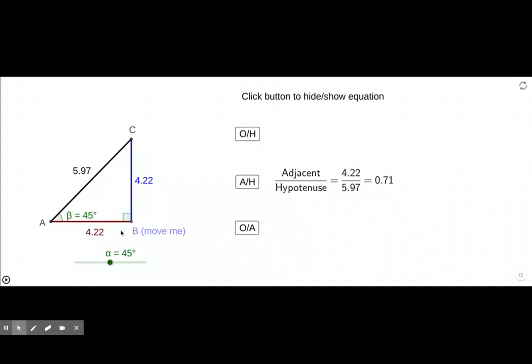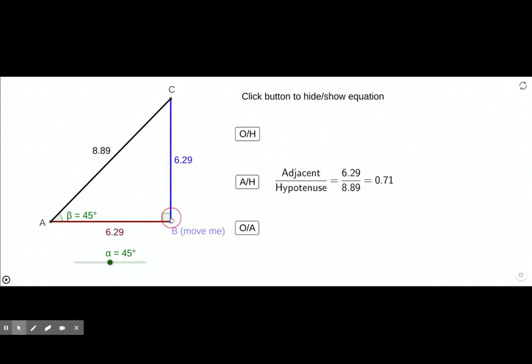Okay. And again, it doesn't really matter. If you know the base here is 6.29 and you know you've got a 45-degree angle, they looked up at the table and said, hey, it should be about 71% of whatever the hypotenuse is. And they were able to calculate the hypotenuse. Same thing down here. What if they didn't care about the hypotenuse?